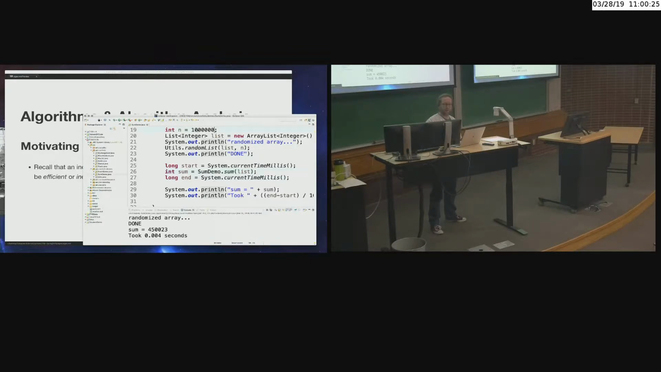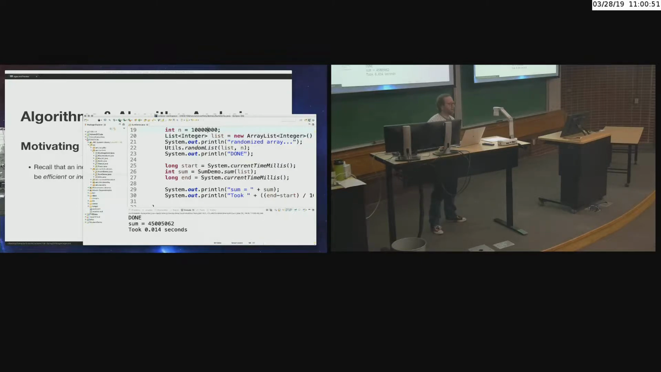What I've got here is a setup where there's 1 million elements. We randomly generate 1 million elements. And then we start the system time and end the system time, and in between, we're actually summing those up. Initially, I'm going to use an array-based list. And when I do this, it only takes 0.009 seconds.